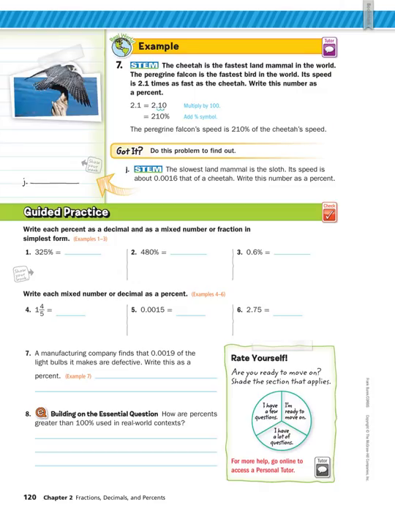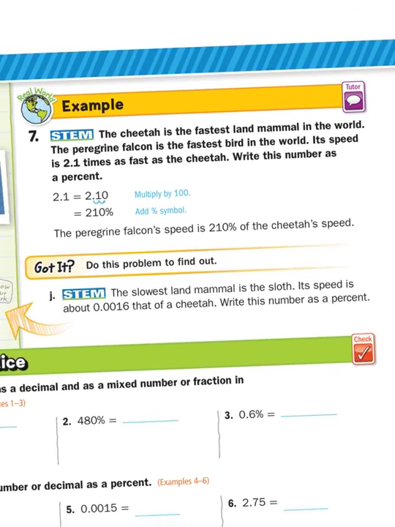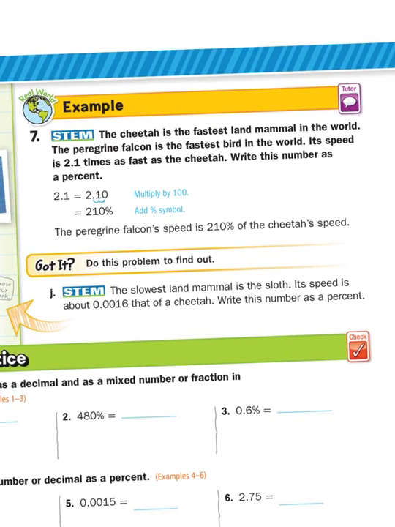Last example, example 7, and then we're going to do problem J. So example 7 is just going to be what we just did, but in a real world link. So in example number 7 it says the cheetah is the fastest land mammal in the world. The peregrine falcon is the fastest bird in the world. Its speed is 2.1 times as fast as the cheetah. Write this number as a percent.